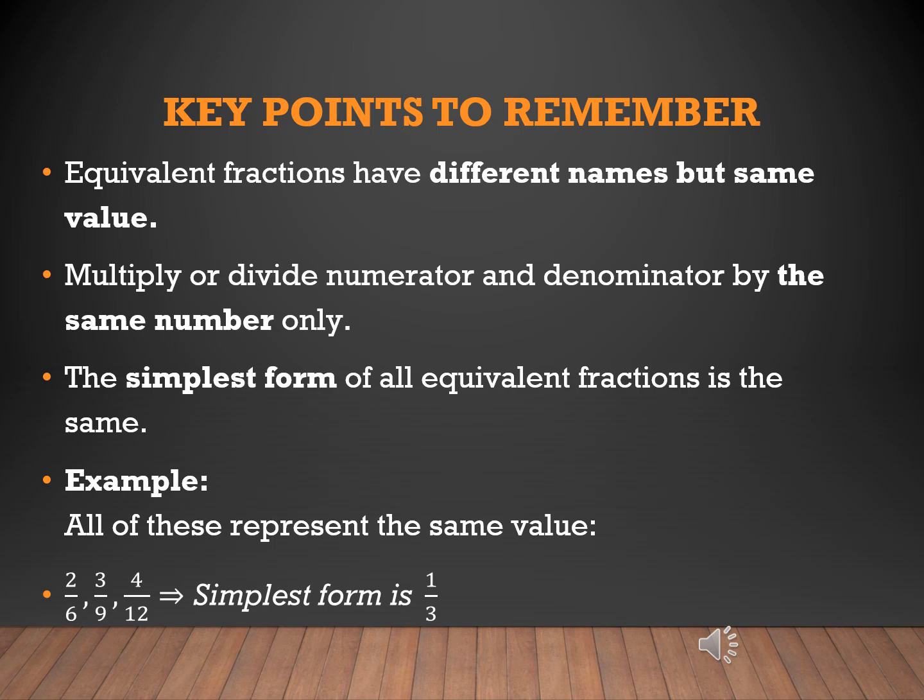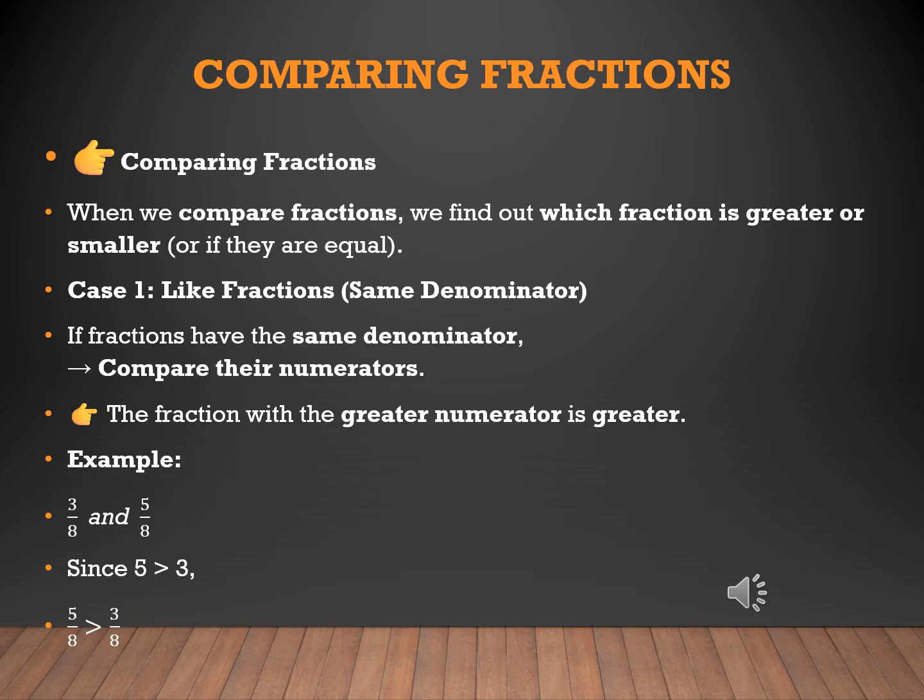So all these fractions, 2 by 6, 3 by 9 and 4 by 12, are equivalent fractions. Comparing fractions. When we compare fractions, we find out which fraction is greater or smaller, or if they are equal. First case, like fractions. When the denominators are same, then how do we compare?